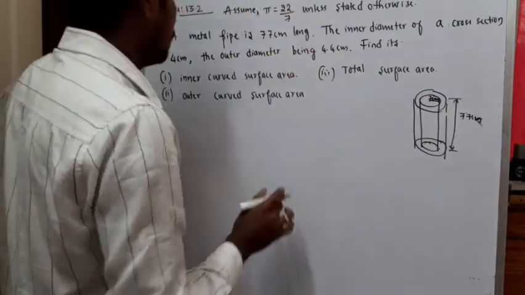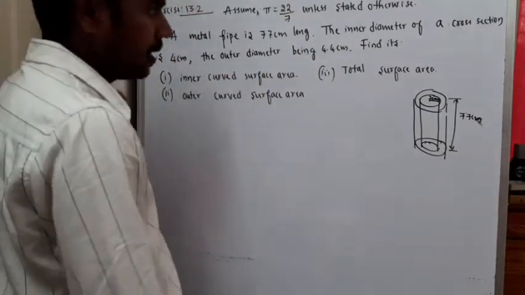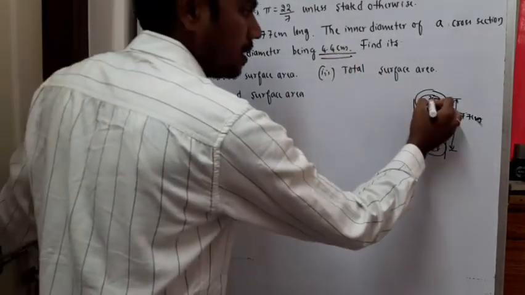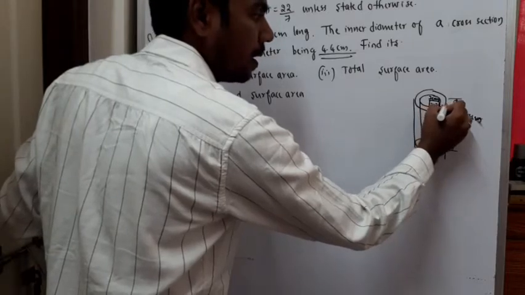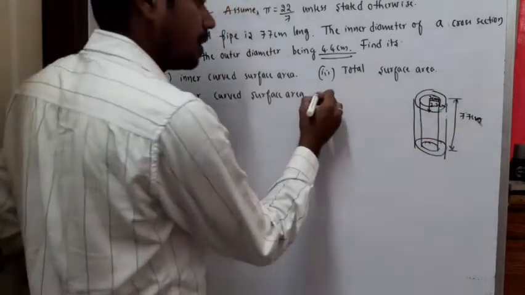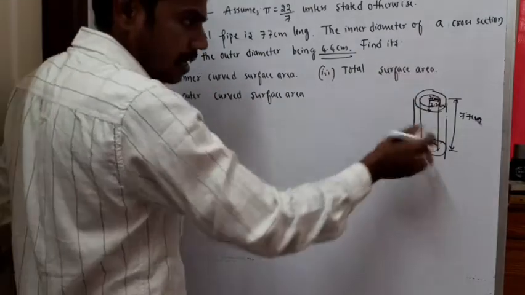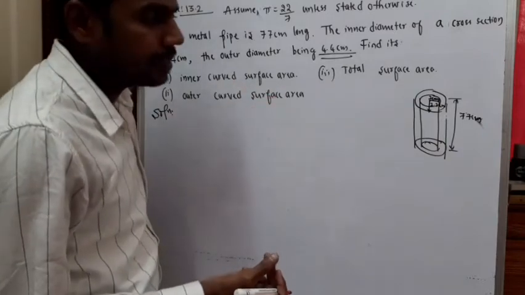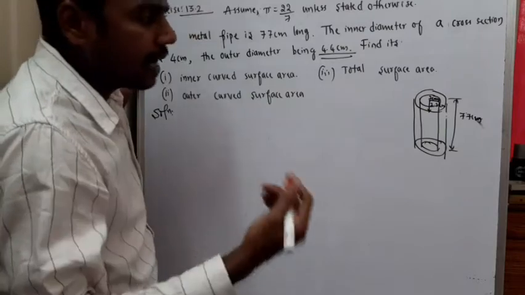The outer diameter, they have given even the outer diameter. The diameter is 4.4 centimeter. So what is this outer radius? That will be equal to 2.2 centimeter. So let the inner radius be r1. If I have taken this cylindrical pipe, it is of certain thickness. They have not directly given the thickness. What they have given?